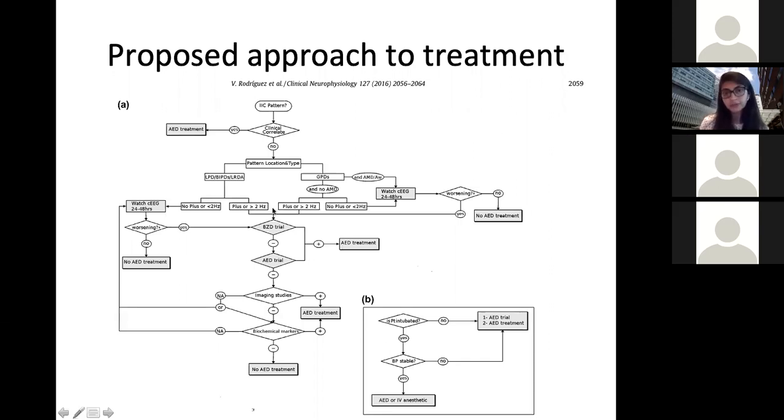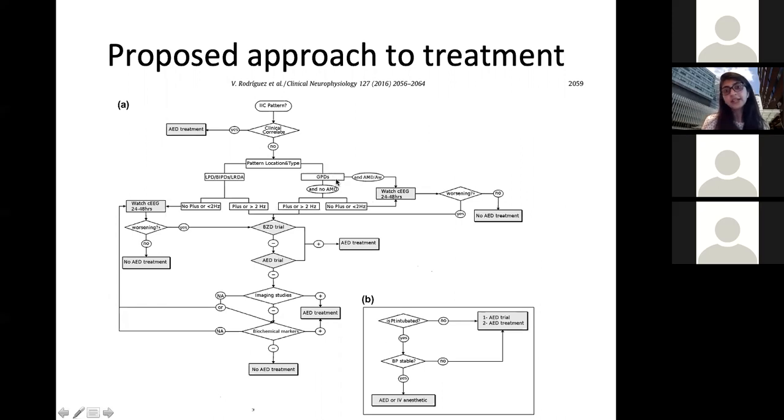If it's a generalized pattern or generalized periodic discharges, note generalized rhythmic delta activity is not in this table, as we found that it tends to be a more benign pattern, and it's reasonable to observe it unless the clinical picture says otherwise.